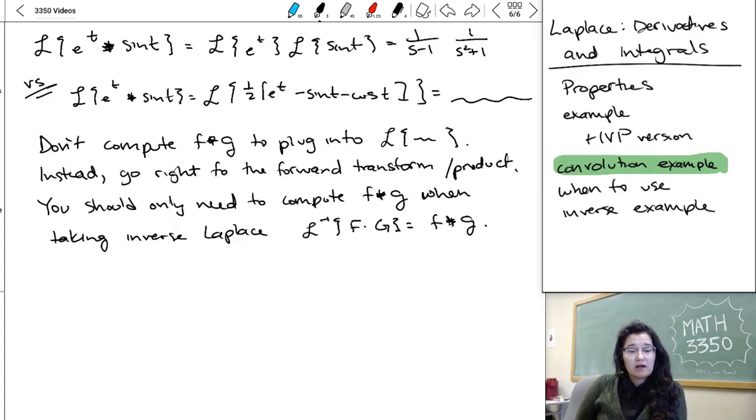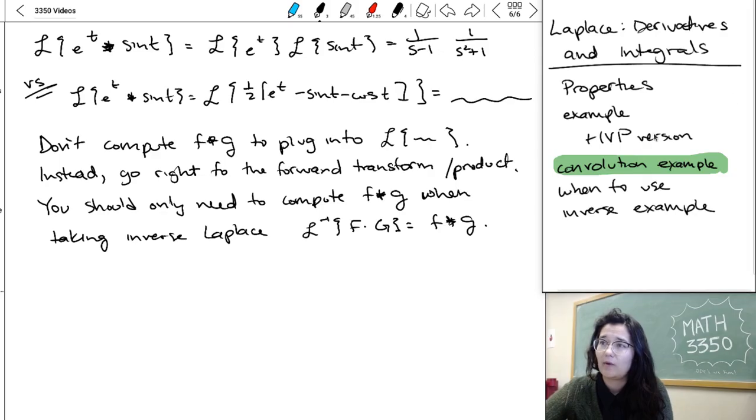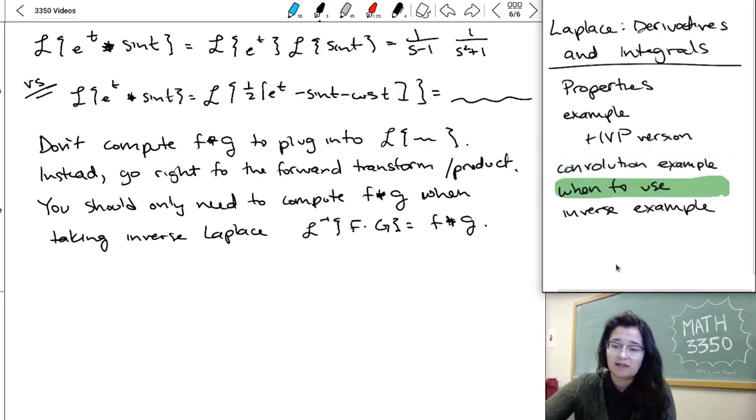So that's the convolution example and a little bit about convolution. And I went ahead and moved forward even to telling you when to use it. So I'm going to go ahead and pause here and get started on the next set of videos, which is going to be an example where we actually use that inverse Laplace transform.